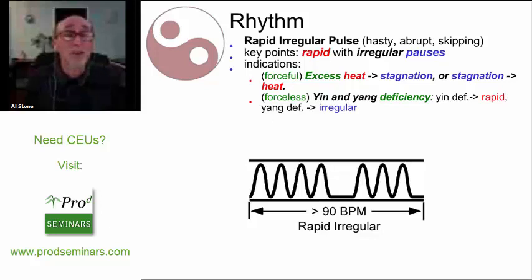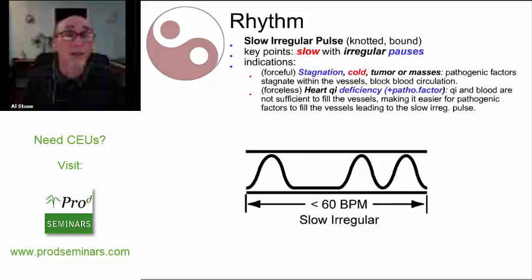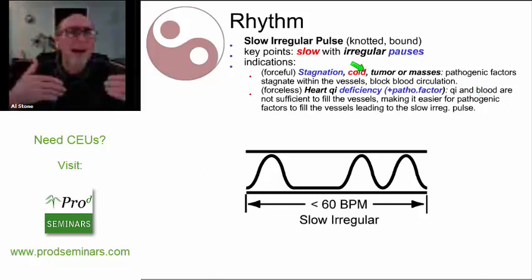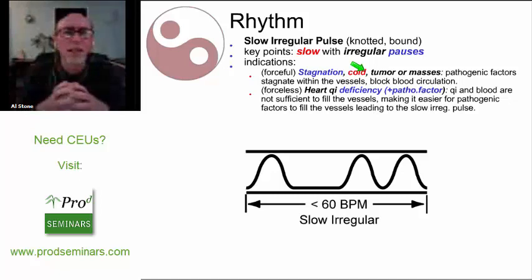So rhythm, we're still looking at components. Heat equals fast. Irregular pauses means deficiency or stagnation. The same thing applies to the slow. In this case, it's cold plus a potential deficiency of heart qi. This one's a little funky. This one isn't quite so simple. There's an assumption that a heart qi deficiency allows pathogenic factors to get in there, and that's a little bit more esoteric, but that's what the book indicates.